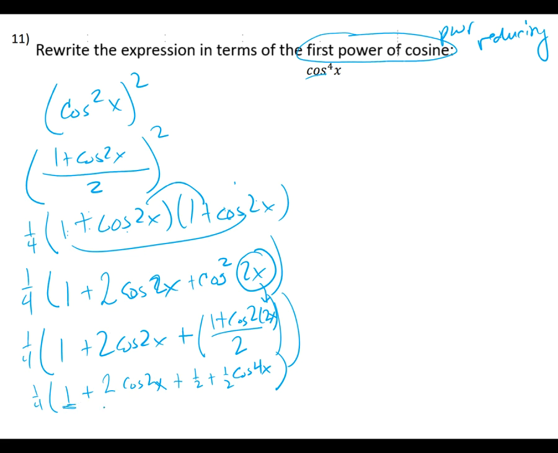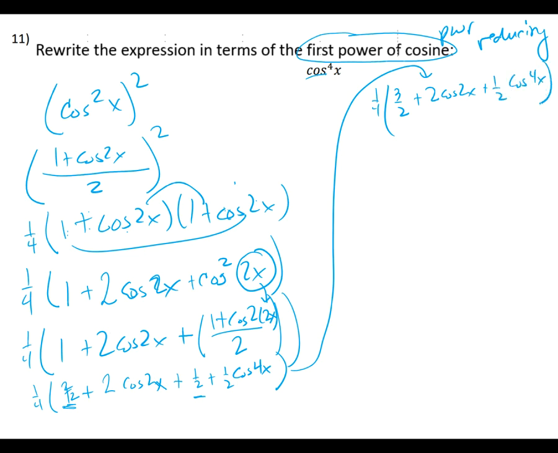And again, I'm going to show every little step, so it's going to make it long. Okay. I see a 1 and a 1/2. Can't I put those together? Couldn't I turn the 1 into 2 over 2? So what's 2/2 plus 1/2? So 3/2 plus 2 cosine 2x plus 1/2 cosine 4x. Again, another perfectly good answer. But that won't be what it is in multiple choice.